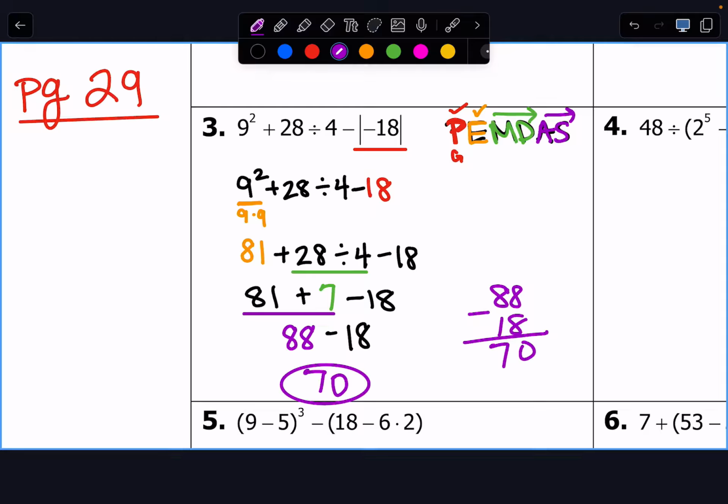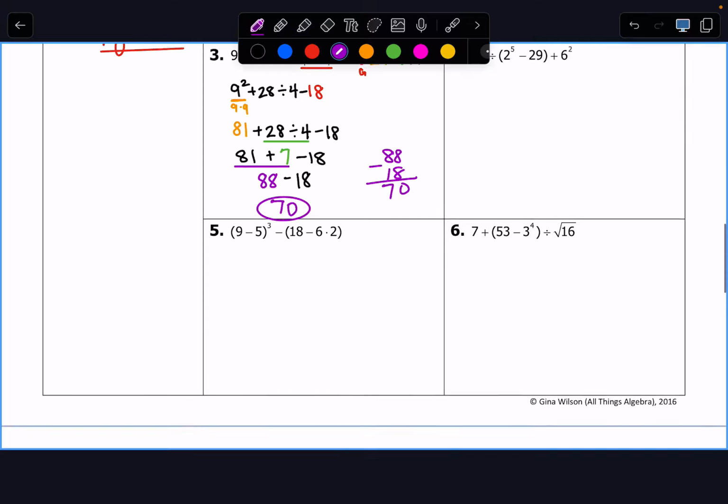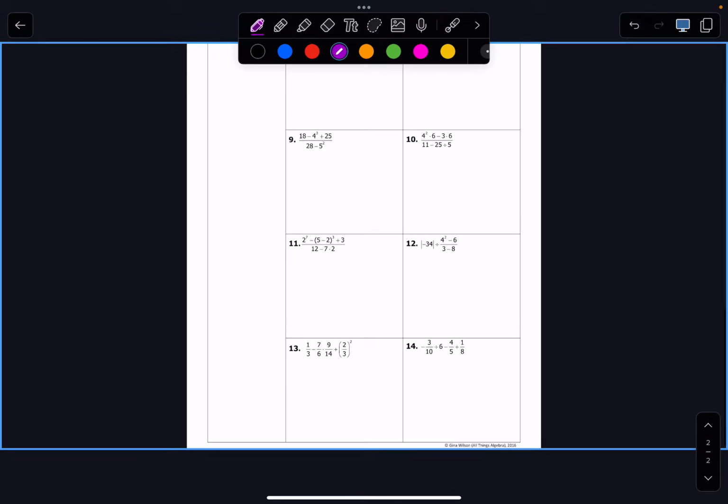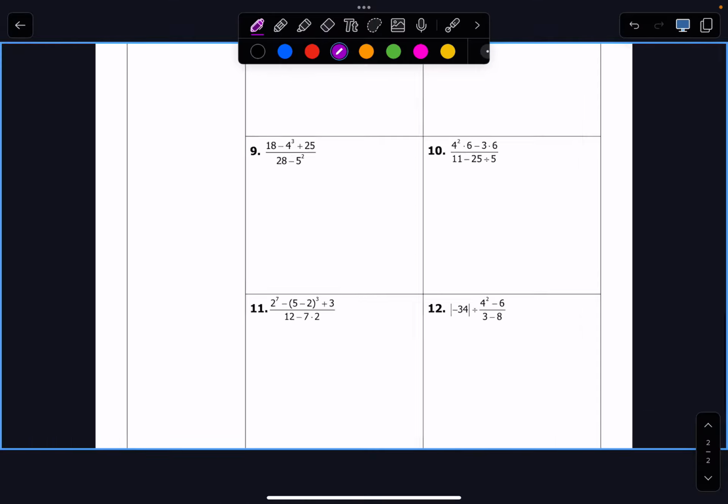Okay. Some of you are getting intimidated by the complexity of the problem. Write PEMDAS. Go one at a time, one step at a time. Don't try to do too much at once. Okay? All right.